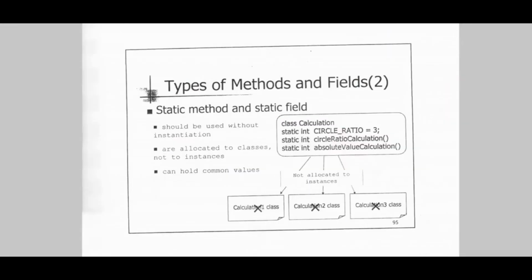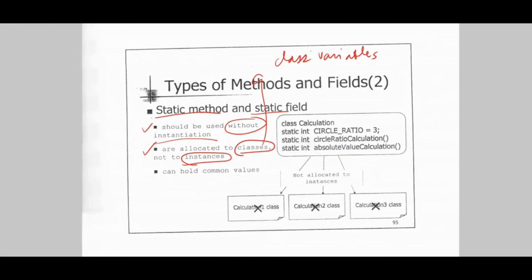For the characteristics of static methods and static fields: first, they should be used without instantiation. Second, they are allocated to classes, not to instances. That is why static fields are called class variables or class fields, and static methods are called class methods, not instance methods. And third, they can hold common values. That's why they remain in the class.